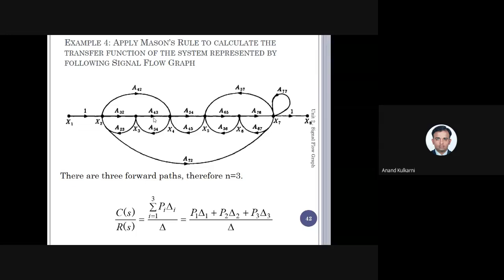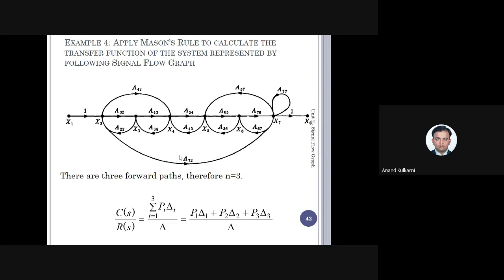Okay, so you can see here x1, x2, x3, x4, x5, x6, x7, and x8. These are the nodes which are there. And important, as I told once again, make sure that you write all the arrows correctly so there will not be any confusion. Depending upon the arrows only, you'll come to know how many paths there are. You can see that there are three forward paths.